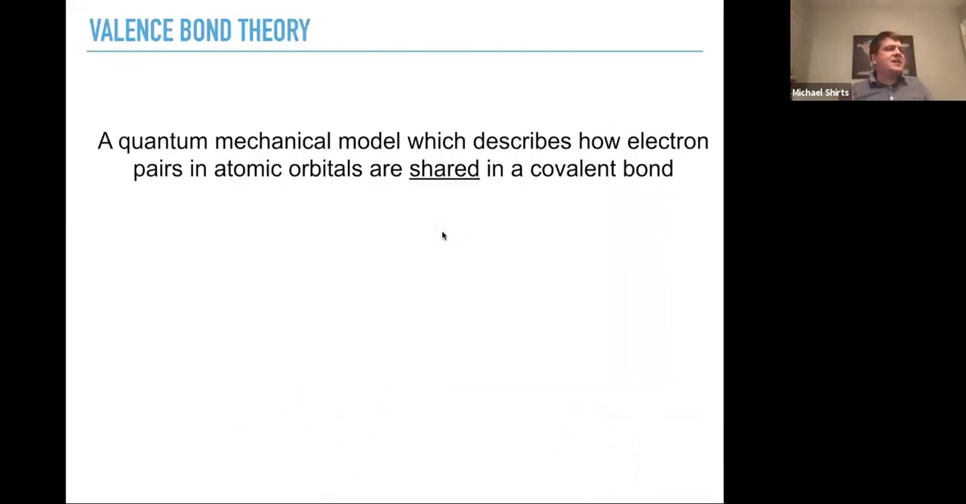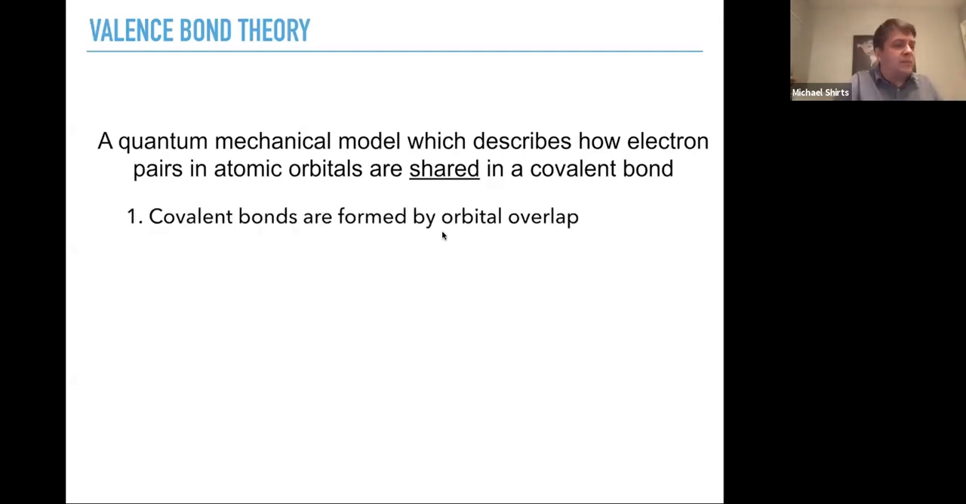Valence bond theory says, well, it's a quantum mechanical model. It's an approximation to the true Schrodinger equation, but tackled at a qualitative level, which describes how electron pairs and atomic orbitals are shared in a covalent bond. So covalent bonds are formed by orbital overlap. The molecular orbitals you assume are combinations of the atomic orbitals the atoms came in with. Now, this is not entirely correct, but it's roughly right.